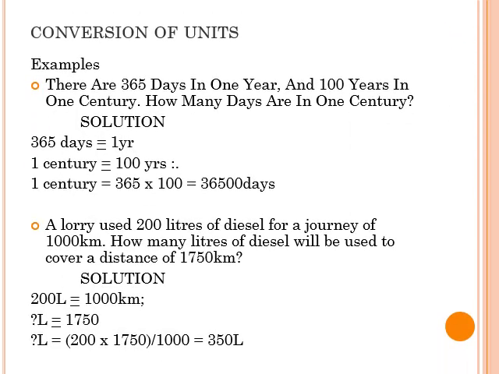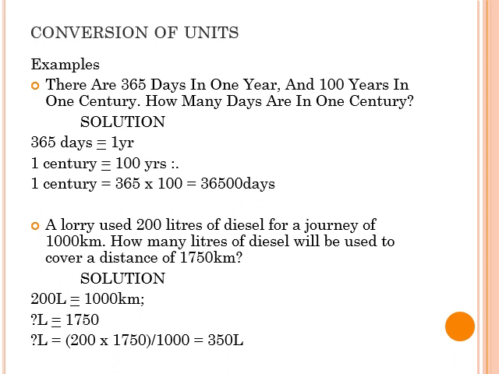Let's move on to conversion of units. The first conversion of unit example here is on time. The question says there are 365 days in 1 year and 100 years in 1 century. How many days are there in 1 century?